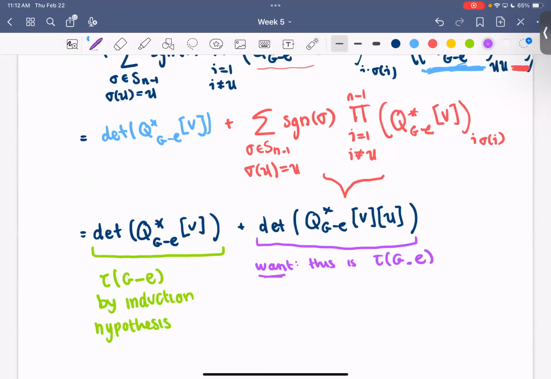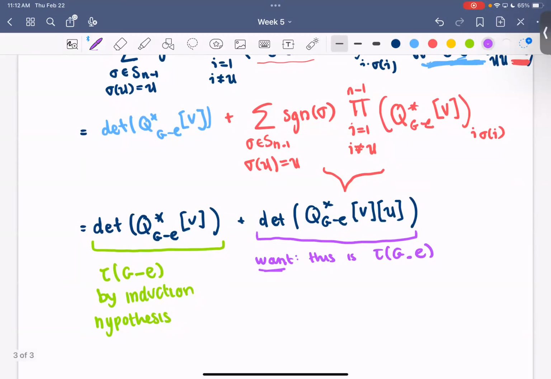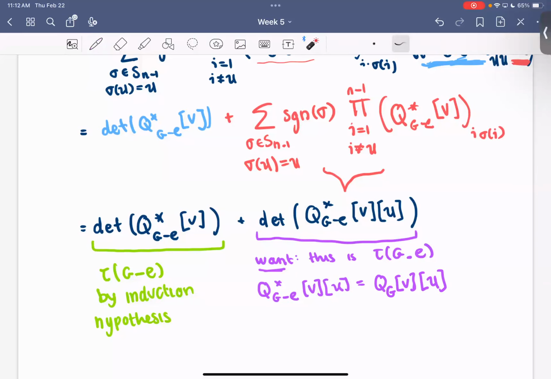So the first thing that I want to claim is that Q G minus E star V U, so this matrix that we have, is equal to, not the determinant, just the matrix Q G V U. Okay, so why is that equation true? Why are those two matrices the same?